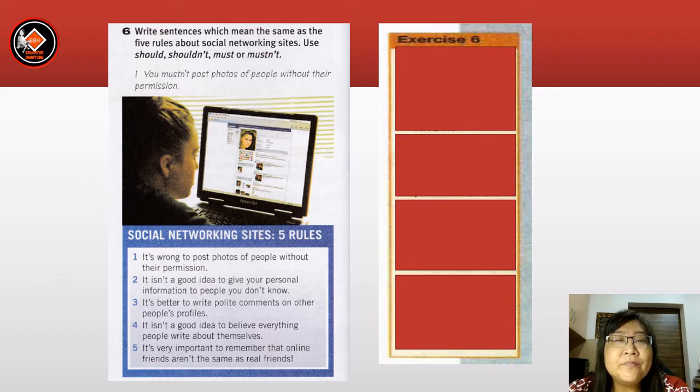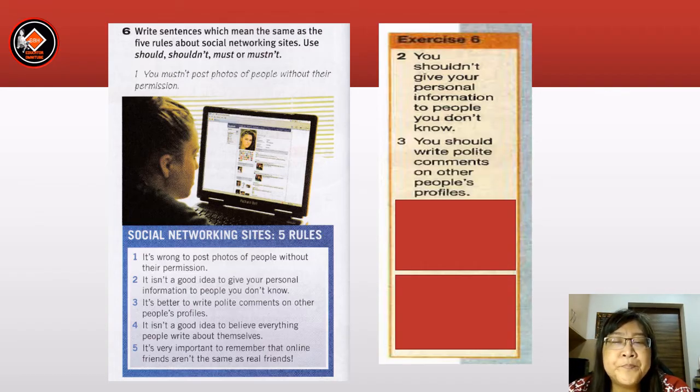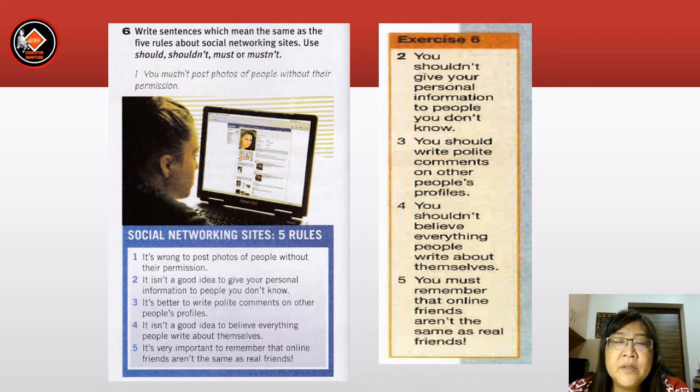So let's look at the sentences that you can write using should, shouldn't, must or mustn't. So for number 2, you shouldn't give your personal information to people you don't know. Number 3, you should write polite comments on other people's profiles. Number 4, you shouldn't believe everything people write about themselves. And number 5, you must remember that online friends aren't the same as real friends.